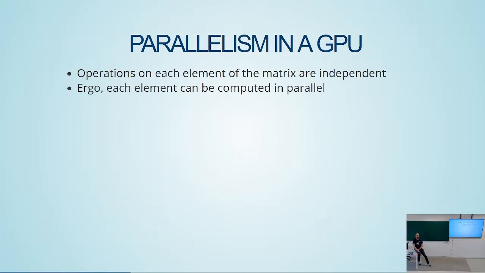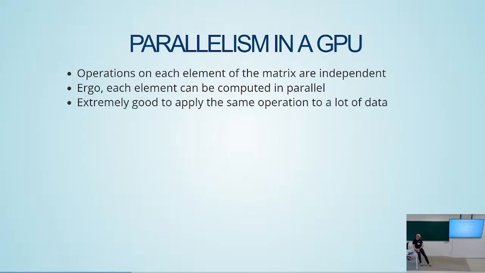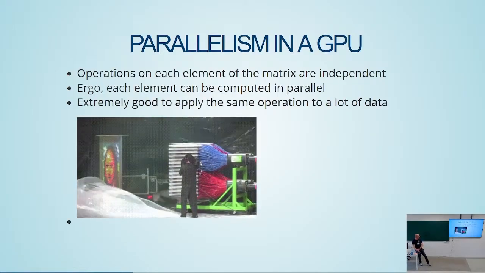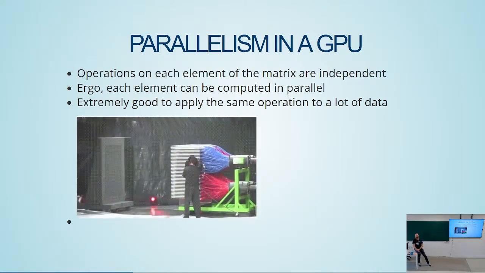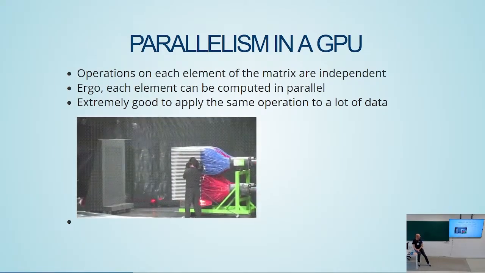That makes it very easy for GPUs to process, because this is what they're good at. They're good at running the same operation on a lot of numbers at the same time. This is how you paint, for example, in a GPU. You paint in parallel because each pixel is independent from the previous one.